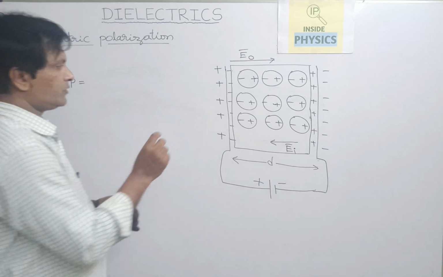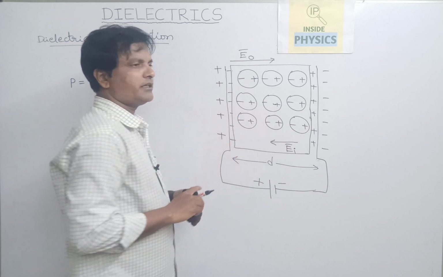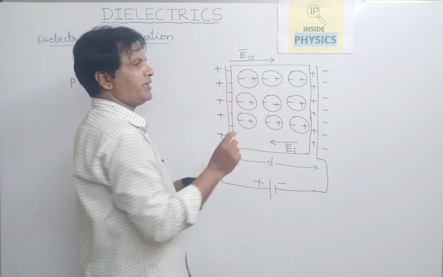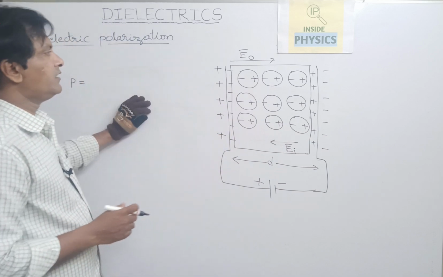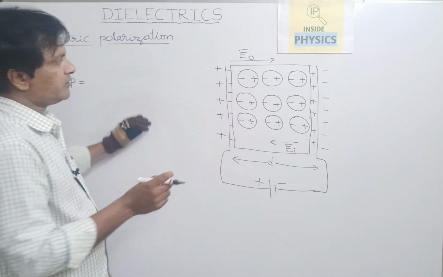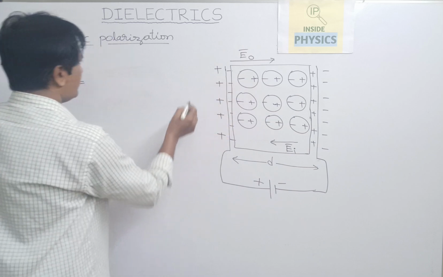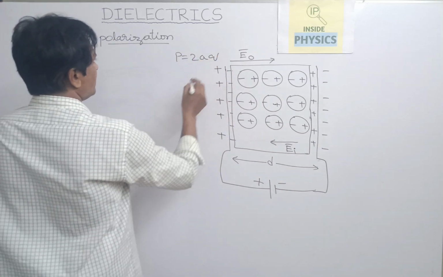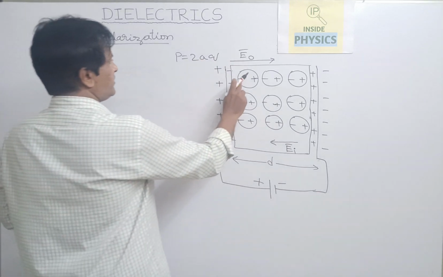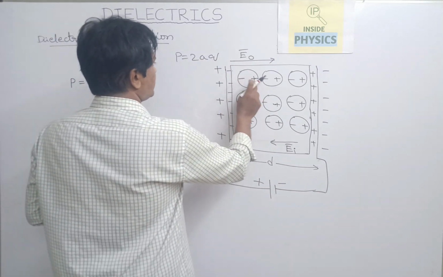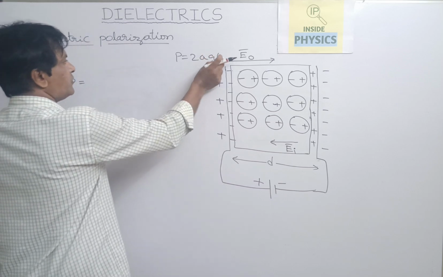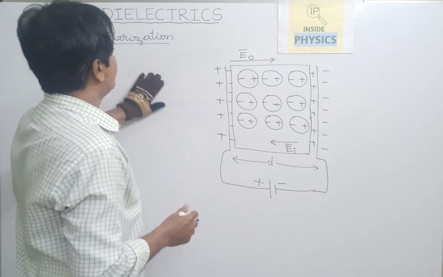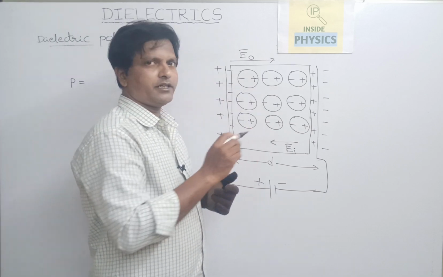Now if you consider a small volume in the dielectric, it is a dipole, and it must have a dipole moment. Definitely, the dipole moment of a dipole we all know with the relation q into 2a, where 2a is the distance between the two charges and q is any one of the charges. So with this relation we know that each dipole will have a dipole moment.